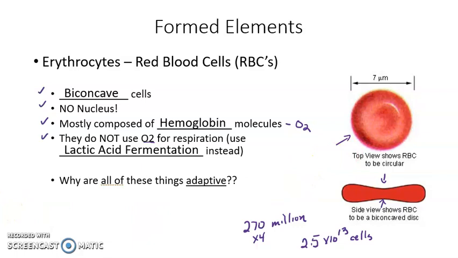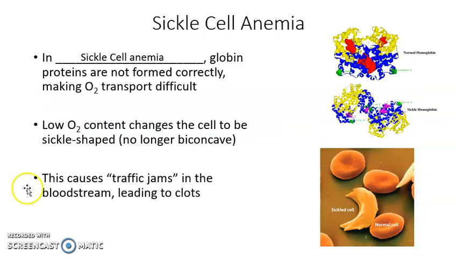And hey, it works. You take a breath and it goes right to your cells. Okay, so I do want to mention, it would really be remiss of me not to mention this. The only way that this system works is if you make proper hemoglobin proteins, right? They're the ones that carry the heme, which bonds to the oxygen. If you don't make proper hemoglobin proteins because of a genetic mutation, which we call sickle cell anemia, the globin proteins, the actual protein part that is made by the cells themselves, are not formed correctly, making oxygen transport difficult.